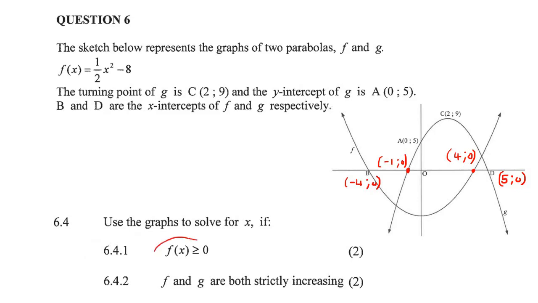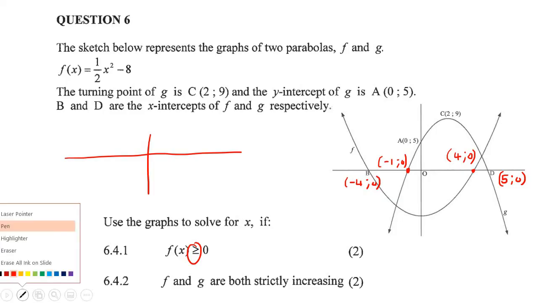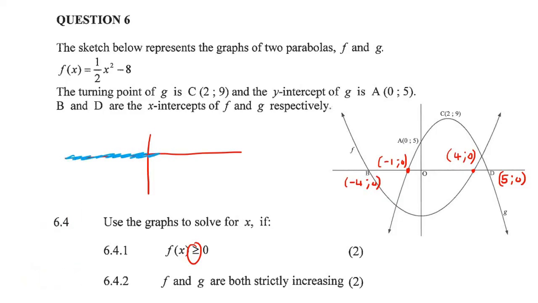This question says, use the graphs to solve for x if f of x must be bigger than 0. So remember, when they say bigger than 0 like this, sometimes I call the x-axis the ocean, you know, the ocean where there's like fish and boats and all of that. Then we always say that this area here is above the ocean, and this area here is below. So when they say bigger than, it means above. They want to know, where is the graph f above? If you look at graph f, it's above over here, and then again over there.